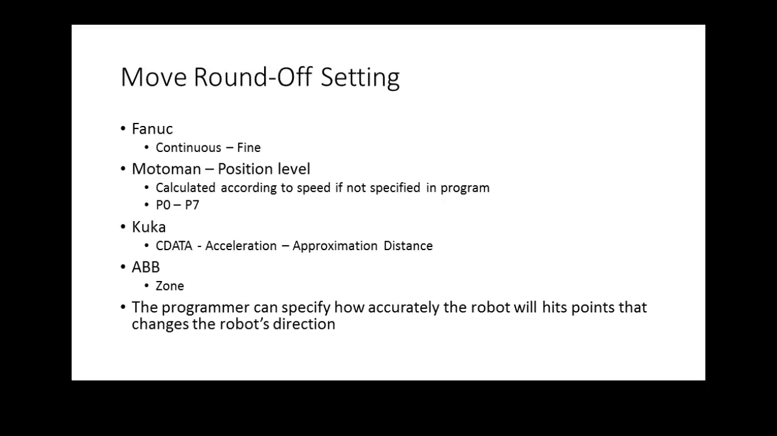So the round off for the FANUC is called continuous and fine. The round off for the Motoman is called a position level. KUKA, they refer to it as continuous, but it's available on what we call CDC data. I need to check that too, but none of y'all is doing that. The ABB calls it a what? A zone. The programmer can specify how accurately the robot hits points that change the robot's direction. And we use round off to allow it to follow lines that we cannot follow with basic 3 instructions, right?